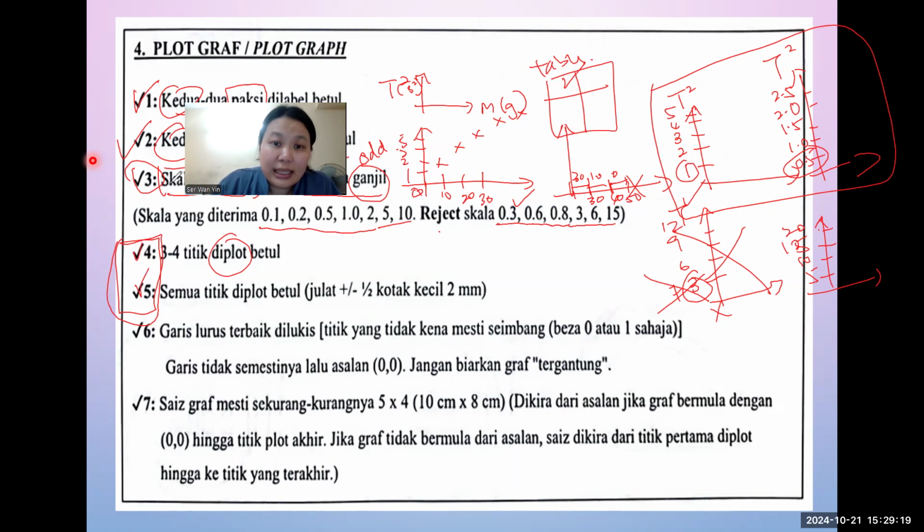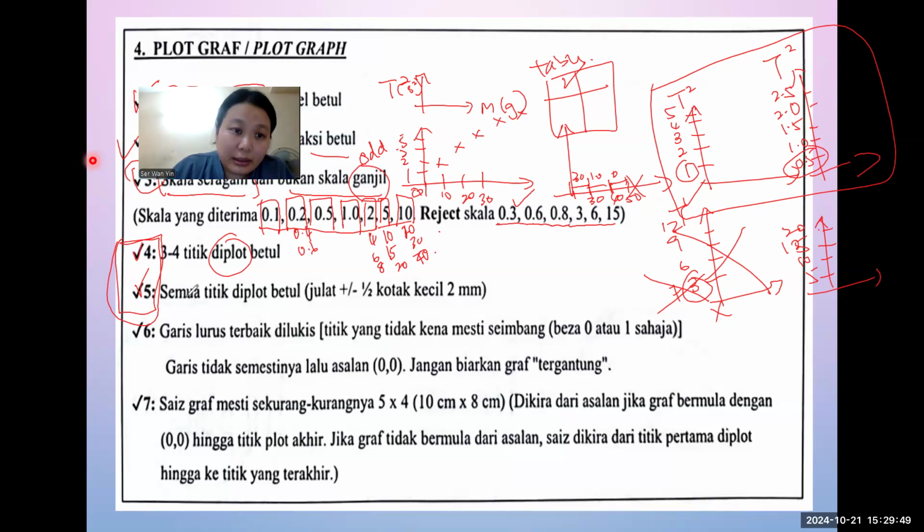Yes, 2, 4, 6, 8 can. This one started with 2, 4, 6, 8, can. You started with 5, 10, 15, 20, can. 10, 20, 30, 40, 50. 0.2, 0.4, 0.6, can. Understand?